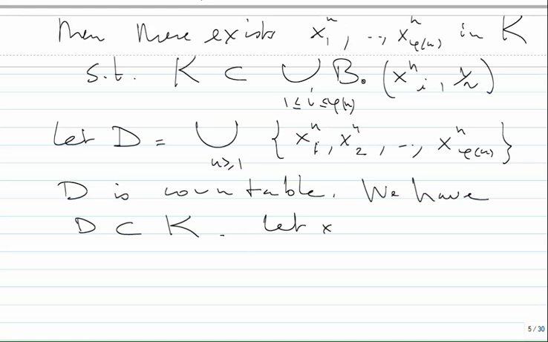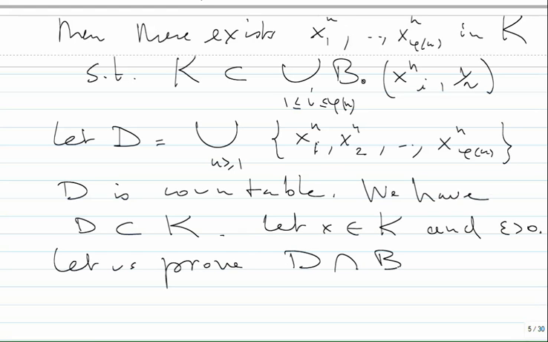Let x belong to K and epsilon positive. So let us prove that D and the open ball do have something in common. There is an intersection, and this will show that D is in fact a dense subset of K, or as we know it, the terminology is that K is separable. So a compact subset will be totally bounded, and will be a separable set. You have a countable set which is dense in K.